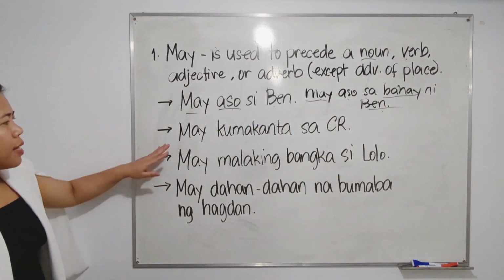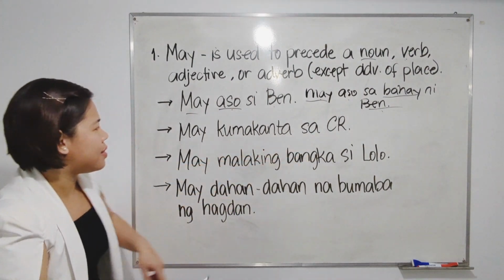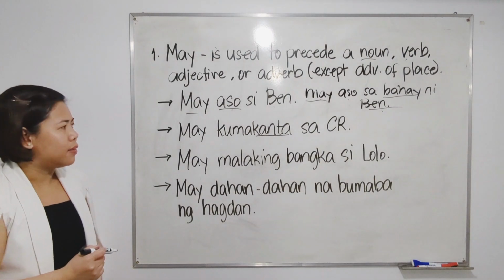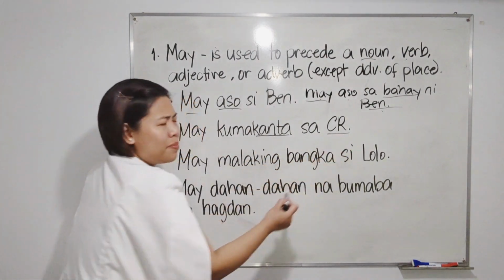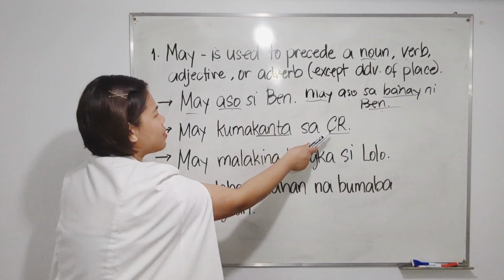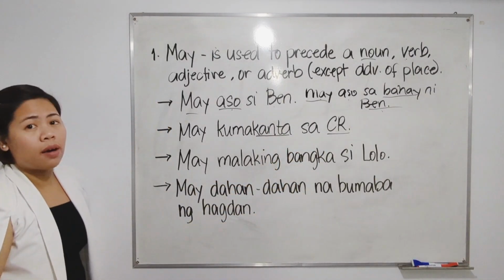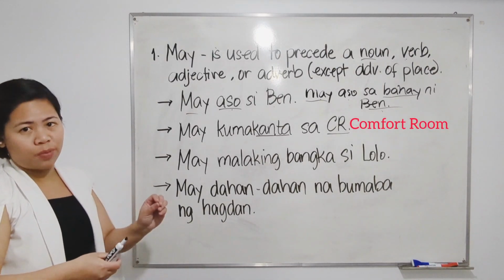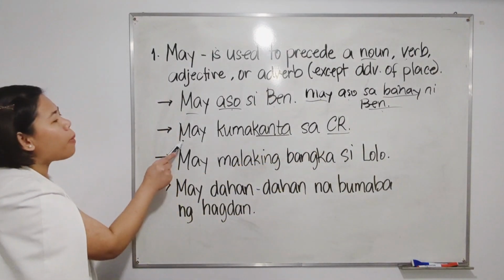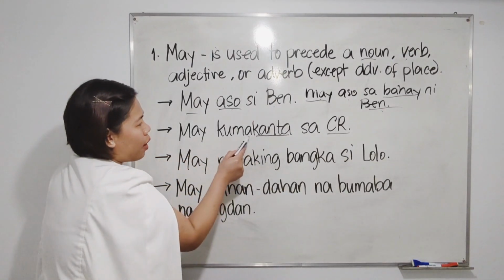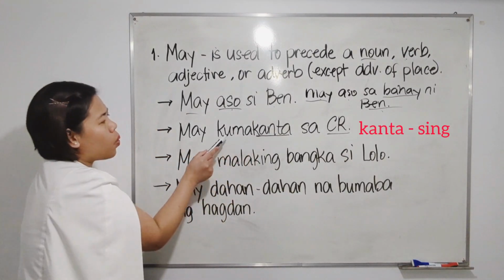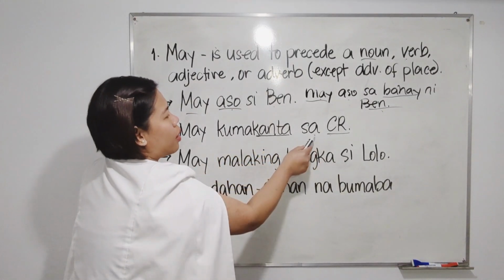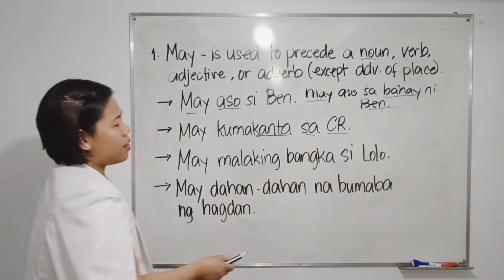So, second sentence says, may kumakanta sa CR. Root verb, kanta, to sing. CR. I gave you a lot of sentences before using this word CR. CR means what? Washroom, bathroom. We call it CR, comfort room. Okay? In the Philippines, we say CR. So, may kumakanta. Kanta is to sing. Kumakanta is in the present tense. Sa CR. Preposition, and then there's a place there, CR.